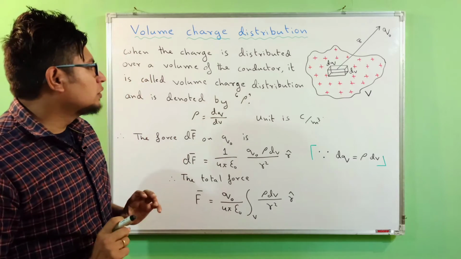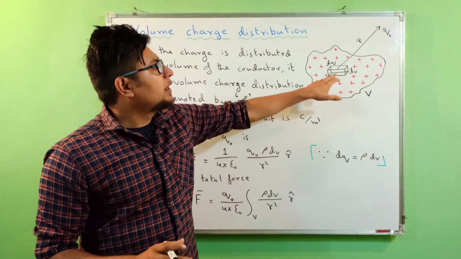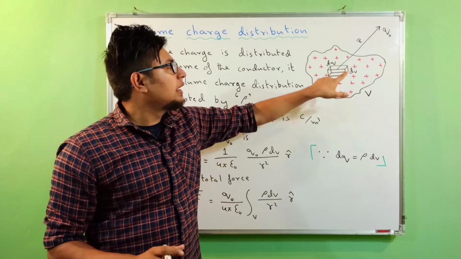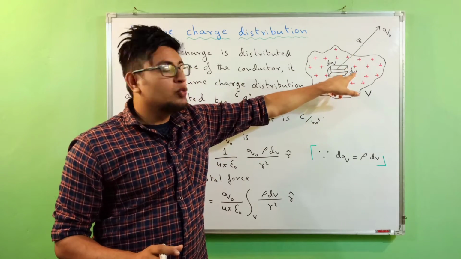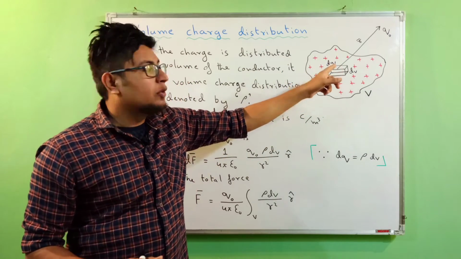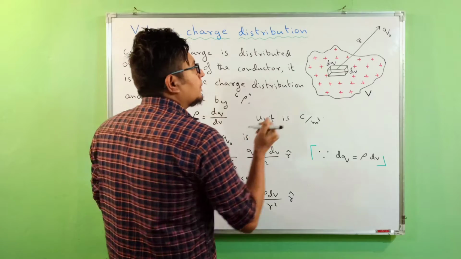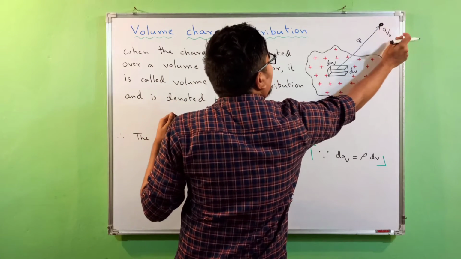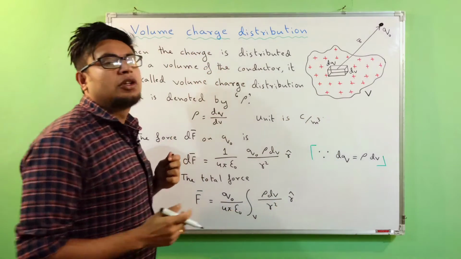So what we do, just like the previous case, is we take a small element from this entire volume, a small element of the volume dV which contains a small element of charge dq. And we try to find out the force at this point acting on this q naught.